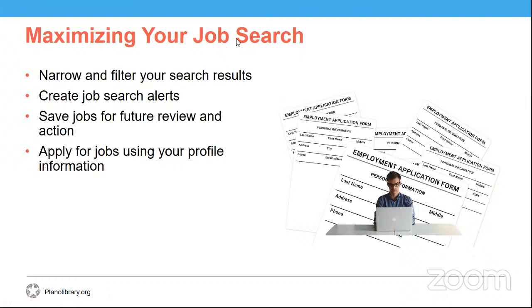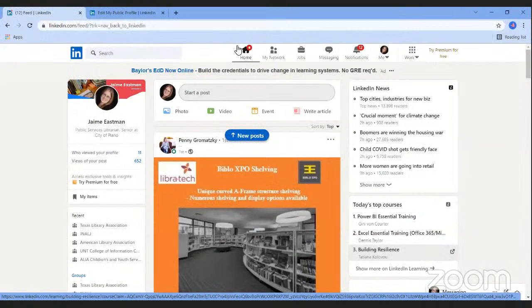So let's go back over to LinkedIn so that we can see what that looks like in action. First thing we're going to do is narrow and filter our job search results. So to apply for a job that interests me, I have to find that job first. Remember, while you're searching on LinkedIn, LinkedIn is going to search not only the job title, but also the content of the job descriptions that are posted. So you can try several different searches to make sure you're getting the best possible information and results.